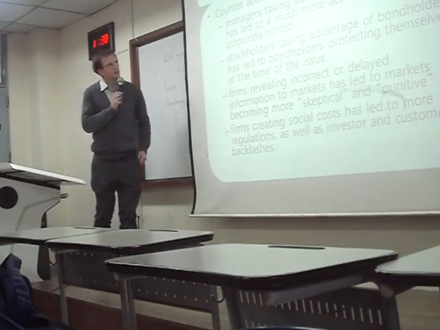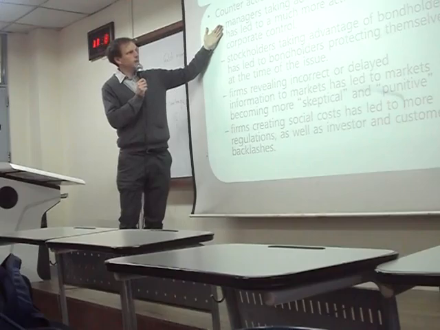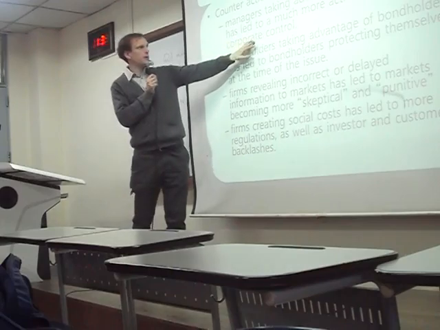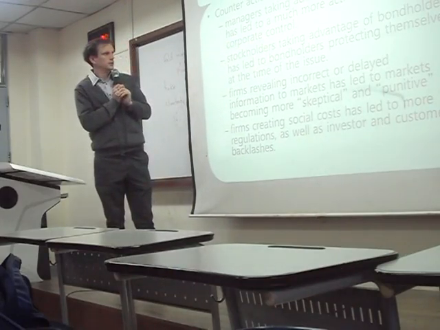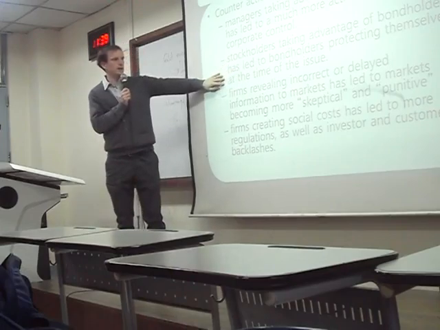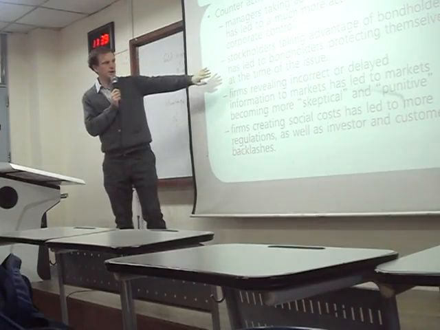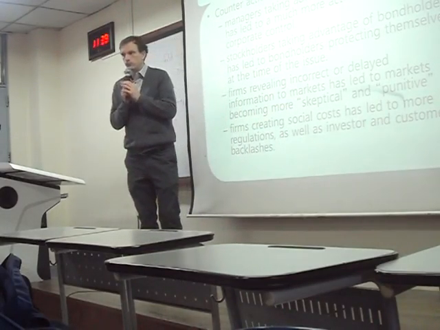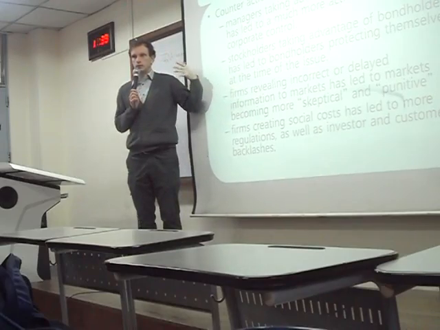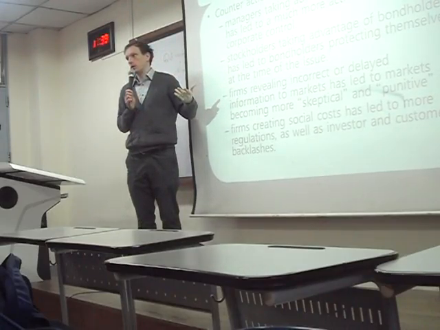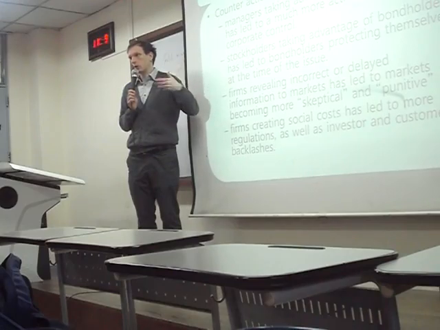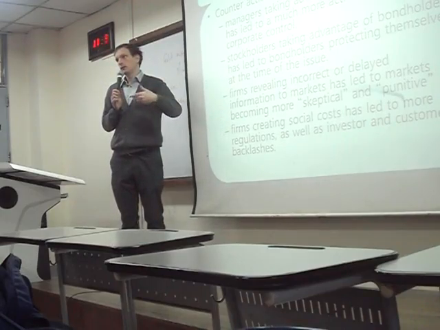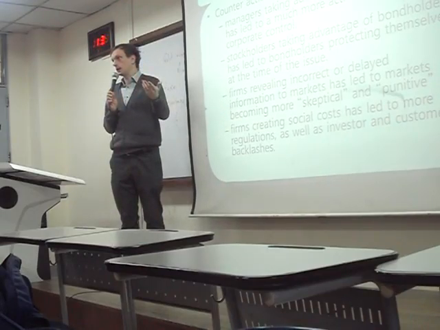First one is that managers can take advantage of the stockholders, so we need better control of the managers. Nowadays, bondholders are trying to protect themselves more, and markets are more skeptical and punitive. For example, Greece. Greece gave false information to the market. Greece made false accounting together with Goldman Sachs Investment Bank, which helped Greece look like it had more money than it actually had.